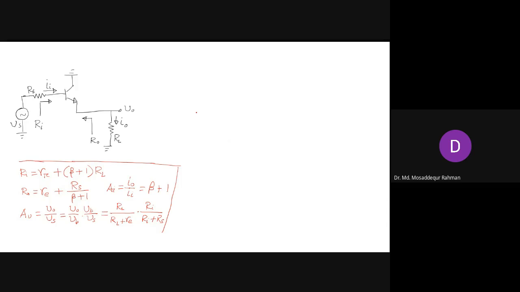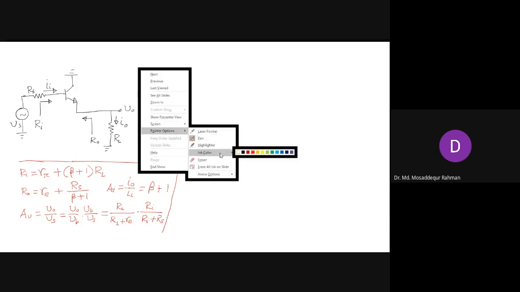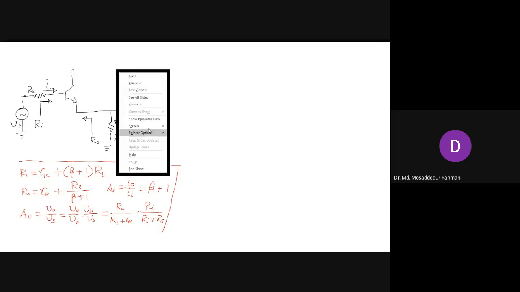Now we'll see how we can derive these different parameter expressions using our shortcut method. So starting with the input resistance Ri. Now what is Ri? We're looking from the base, right? We're looking from the base side, into the base.